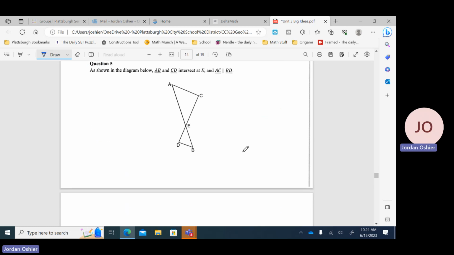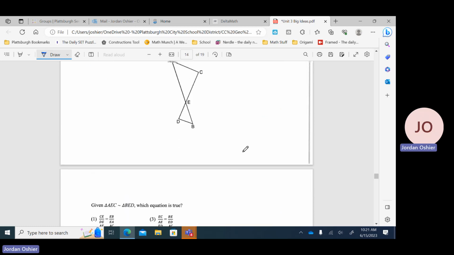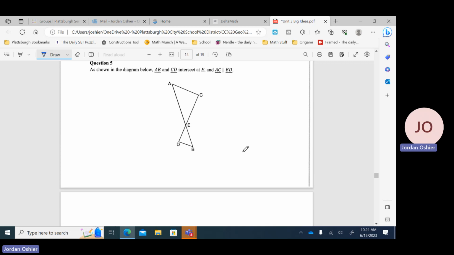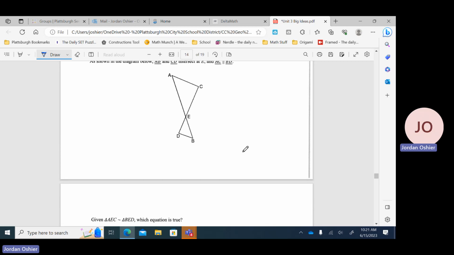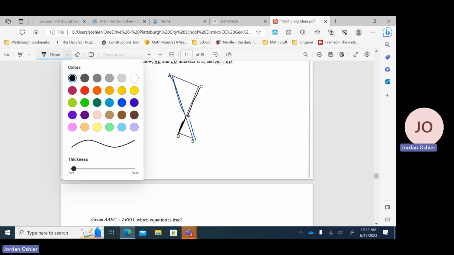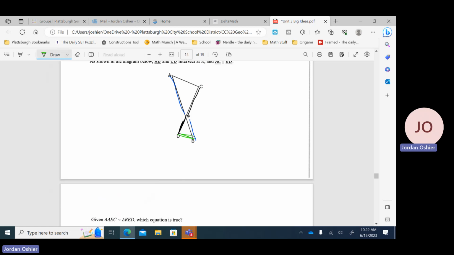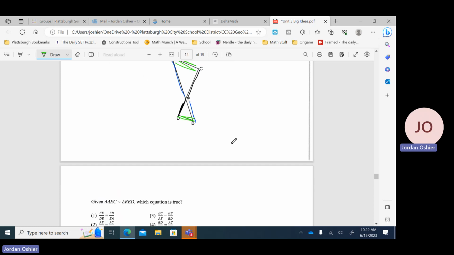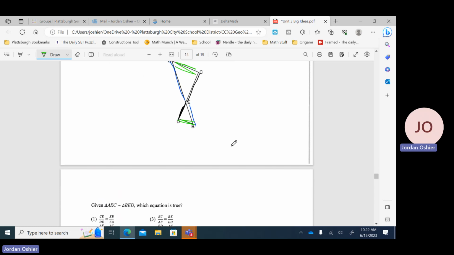The next one is a very similar one. They're just, instead of numbers, asking what would be true. They're telling you AEC is similar to BED. So automatically, I would encourage you to pencil, maybe black pen, BE and DE, and then maybe if you have another pen or a highlighter, DB and AC, because now I have all my corresponding sides labeled and I just need to find the one that works.